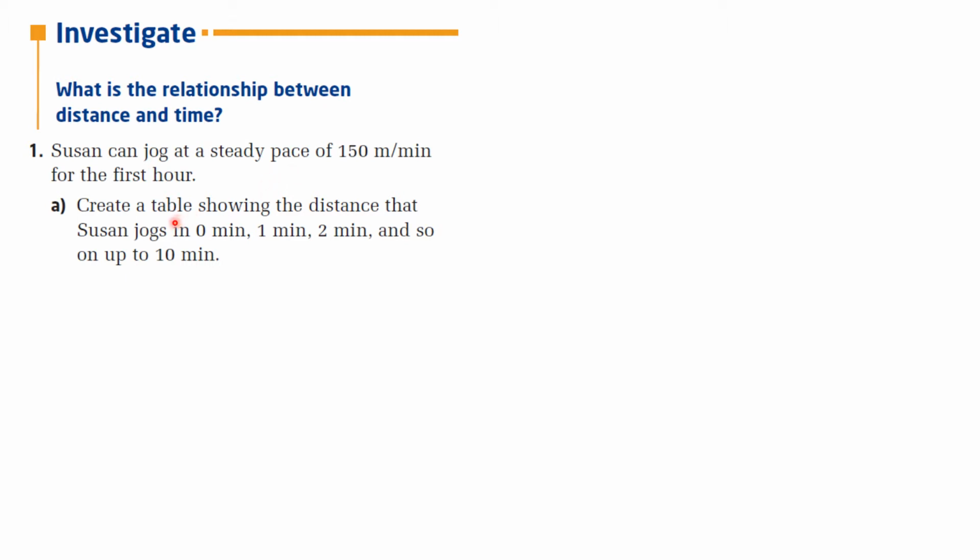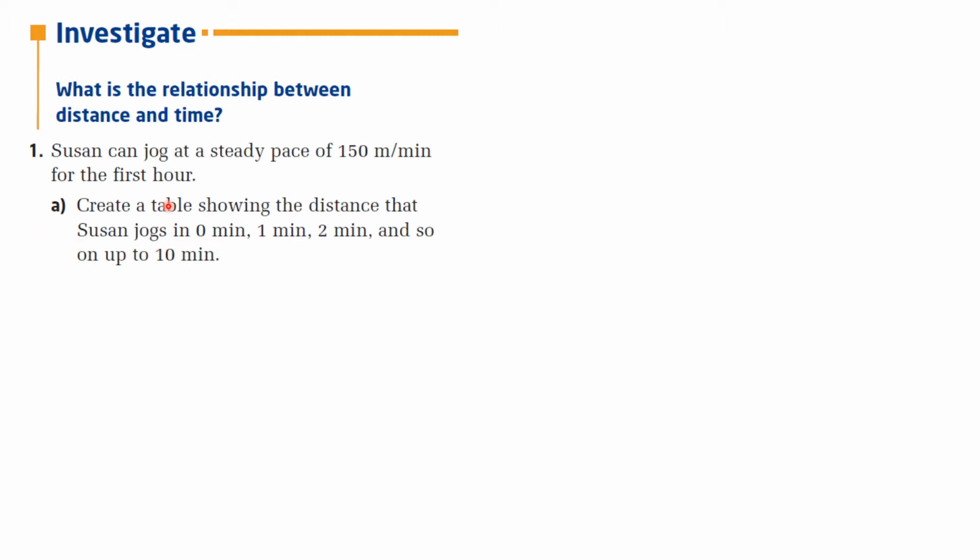Create a table showing the distance that Susan jogs in 0 minutes, 1, 2, and so on up to 10 minutes. So we're going to create a table of values, which you might have previously called a T-chart, but we're calling them tables of values because we're putting values in the table. What should our table look like? What are the two things that we are going to put in our table?